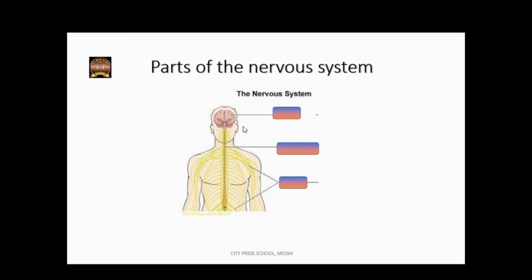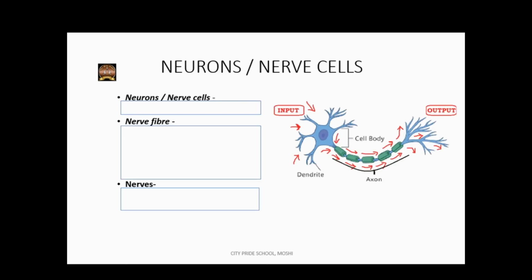Let's learn about the parts of the nervous system. So the nervous system is made up of the brain, the spinal cord and nerves. Today we will learn about the structural and functional unit of the nervous system, that is neurons or nerve cells. It has a cell body which is surrounded by several extensions or processes. The shorter extensions are called dendrites and the long extension is called an axon.